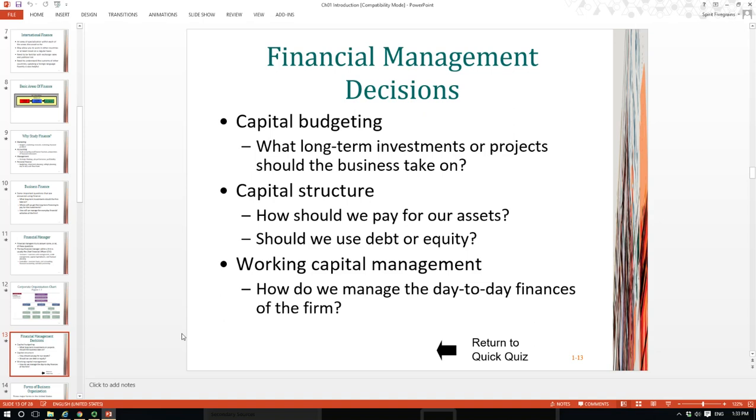There are 3 major decisions that finance people need to make within a corporation. First one, which is the most important one, is capital budgeting. Capital budgeting essentially deals with the question of what long-term investments or projects the business should take on. And the second most important decision is to determine the capital structure. How should we pay for our assets? How much money should we raise from debt holders, and should we issue new stocks, and so on and so forth? And the last one is working capital management, which deals with how we manage the day-to-day financial transactions of the firm.